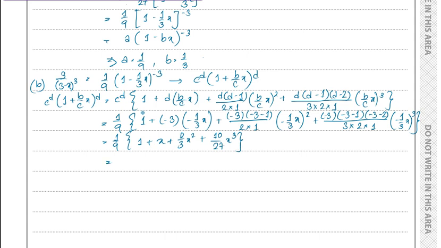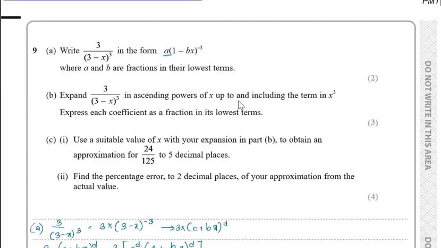And if I multiply 1 by 9 with the whole expression, then this will be 1 by 9 plus 1 by 9x plus 2 by 27x squared plus 10 by 423x. So this is the answer for part B.